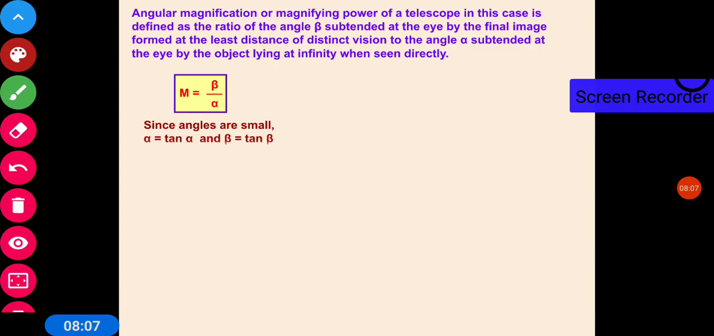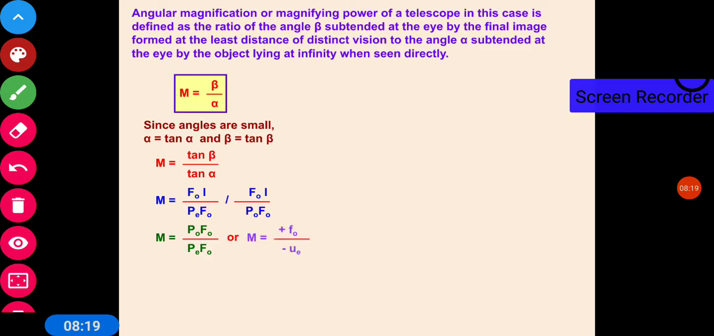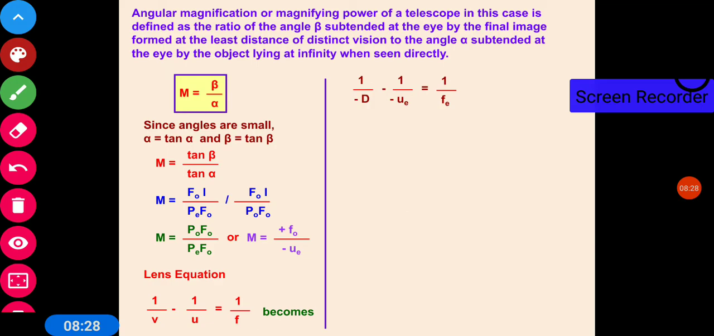So now m is equal to beta upon alpha. Since beta and alpha are small, we can write tan beta upon tan alpha. Then again from the figure you can easily write the value of tan beta and tan alpha, and simplifying it, this will reduce to f naught upon minus UE. Now since UE is not known, we will try to find the value of UE in terms of the known values.